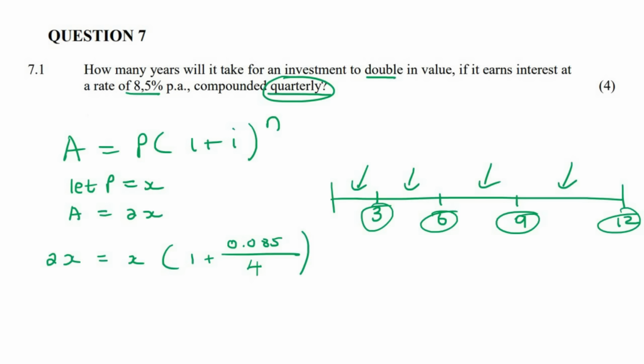And then over here, we don't know. Over here, we normally say 4 multiplied by the number of years. So we'll just say 4 times n. Now, if we divide both sides by x, those x's would cancel out. And so we end up with 2 equals (1 plus 0.085 over 4) to the power of 4n.